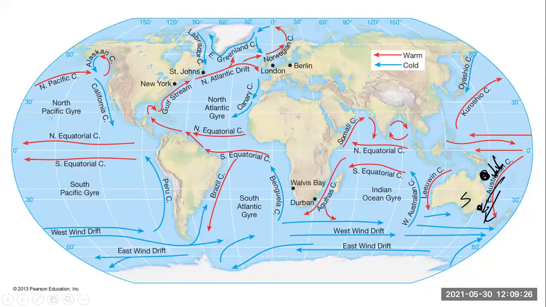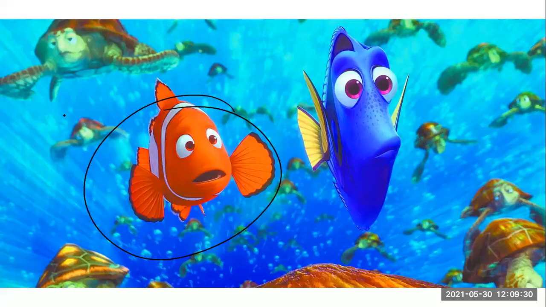In that film, it is the East Australian current that is shown. In this surrounding portion, you can see the moment in which Marlin and Dory are entering the East Australian current. In the film, it is called the Pacific Superhighway.